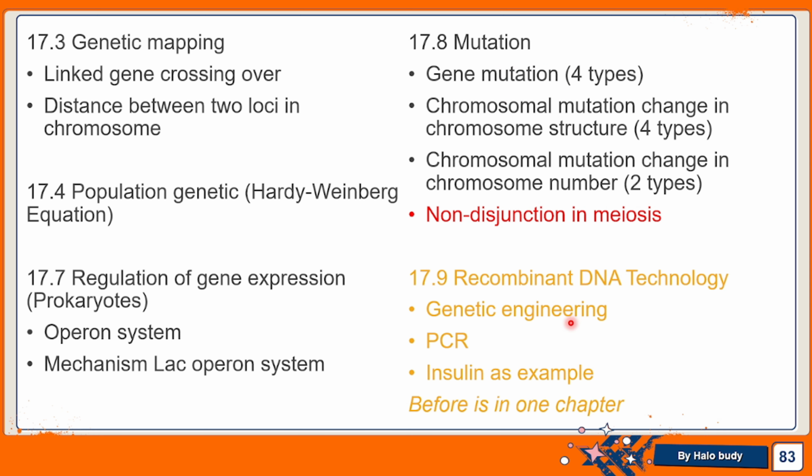Okay. The final one is recombinant DNA technology, which in SPM, if not mistaken, is genetic engineering. Before that, it was actually considered as one chapter at my time, but now SPM combined it in this chapter. So actually it is genetic engineering, similar to what you learn. Recombinant DNA technology, genetic. So you need to learn what genetic engineering is and the process in genetic engineering.